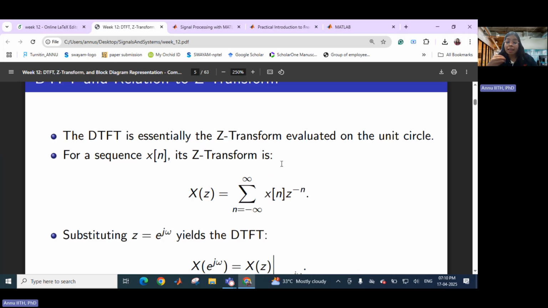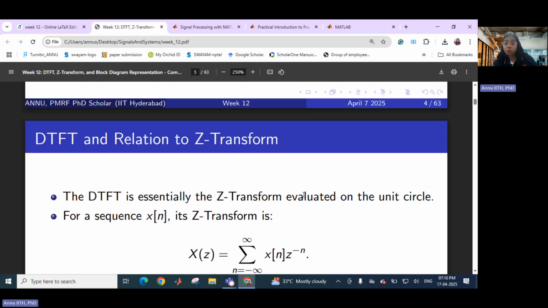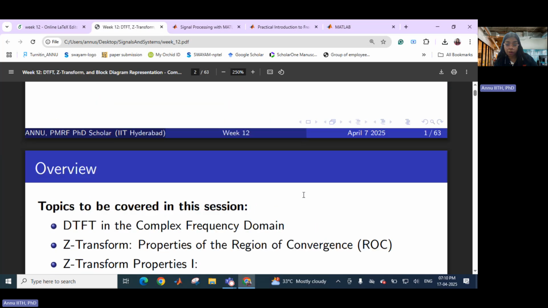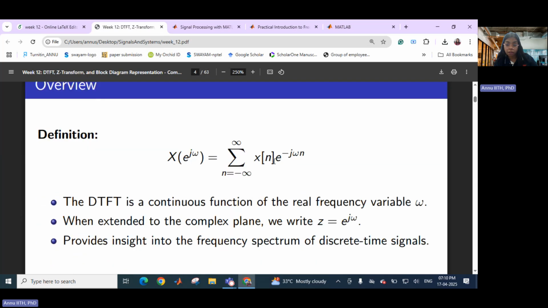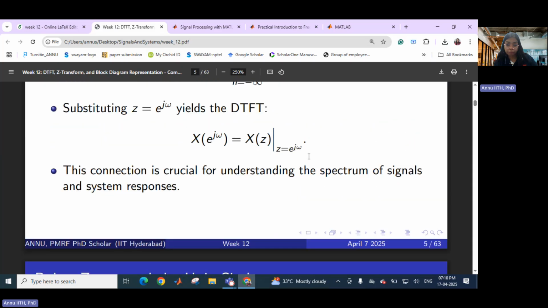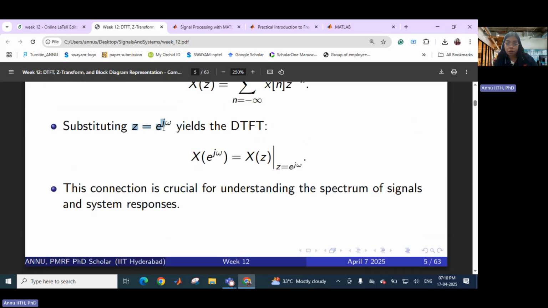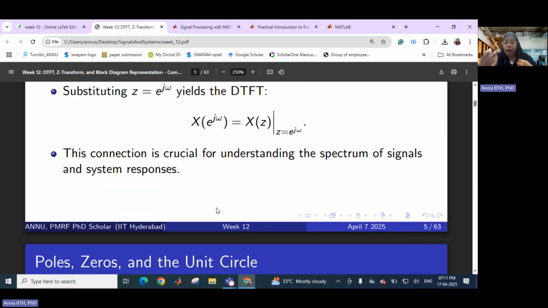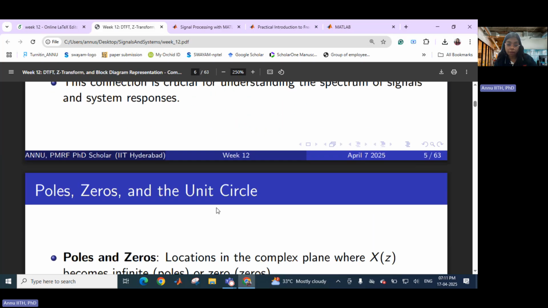Okay. So X(z) equals the sum from n equals minus infinity to infinity of x[n] z^(-n), where z is equal to e^(jω). So here also you can see e^(-jωn). Substituting z equal to e^(jω) yields the DTFT. This connection is crucial for understanding the spectrum of signals and the response of systems.